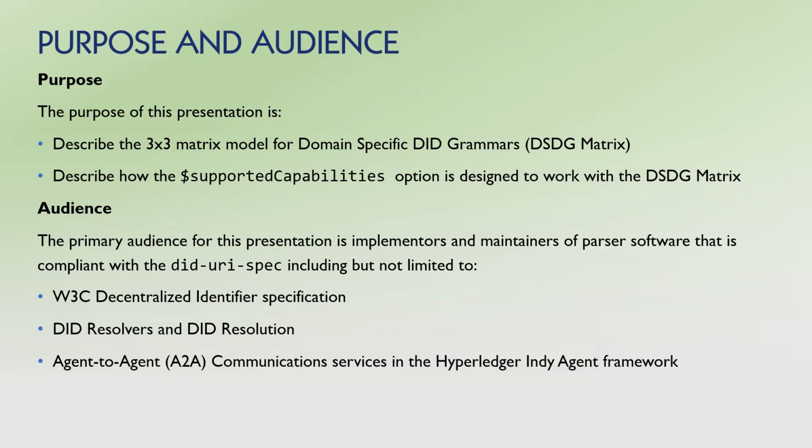There's a problem or a challenge in the DID community right now where different DID methods need different kinds of capabilities. And how do we capture that in the DID grammar? And the Hyperledger Universal Decentralized Identifier specification is using domain-specific DID grammars as the context for that, and this will become more clear as we go through the rest of the presentation.